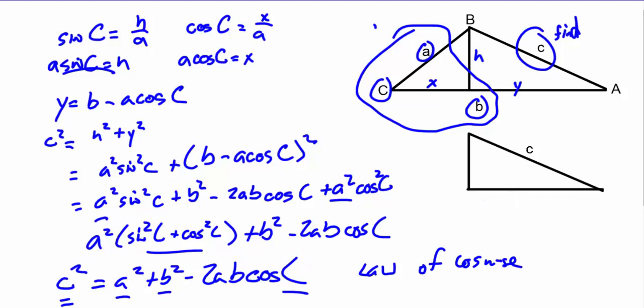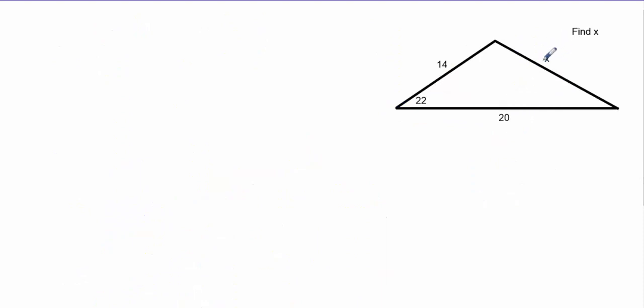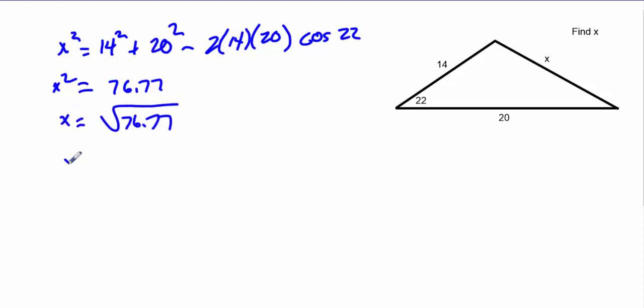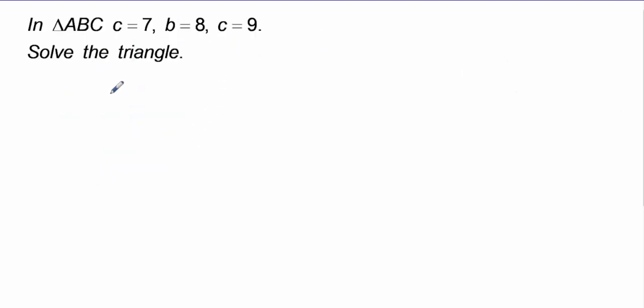So when I go back to that initial problem and I want to find x, I know that x squared is equal to 14 squared plus 20 squared minus 2 times 14 times 20 cosine 22. And that just becomes a giant calculator problem. And so I have x squared equaling about 76.77. So x is equal to the square root of that, which is about 8.76.